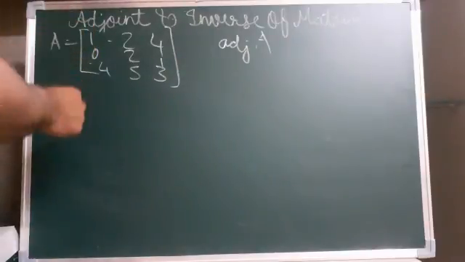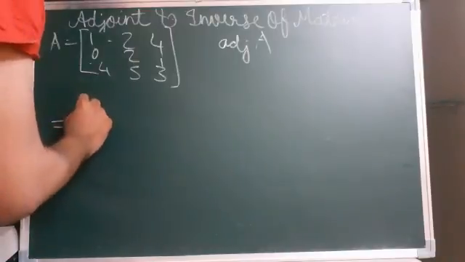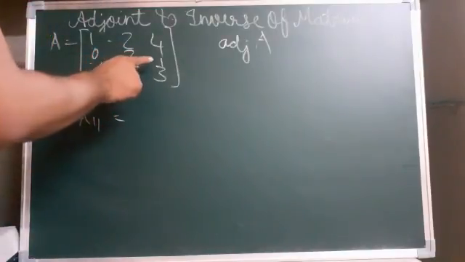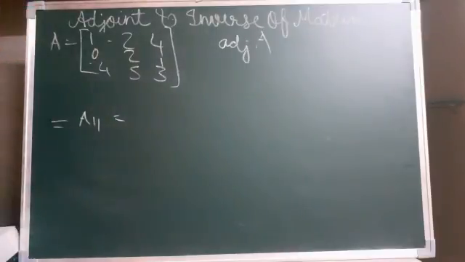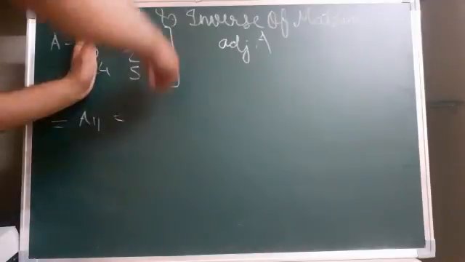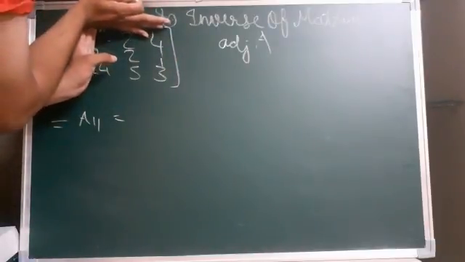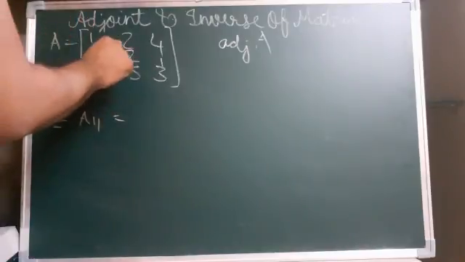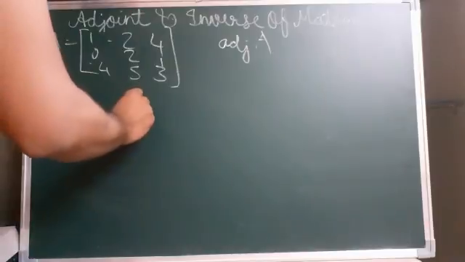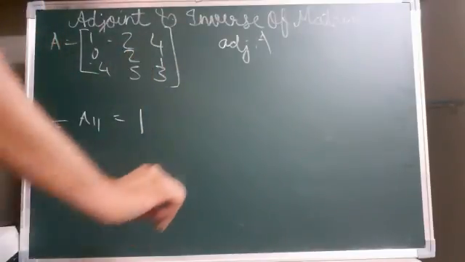So A11 is equal to, we have seen how to find the cofactors. We'll hide the row and column of that element, and for 1 we'll hide both its row and column and get 3 into 2 minus 5 into 1, which is equal to 6 minus 5 into 1, that is 1.